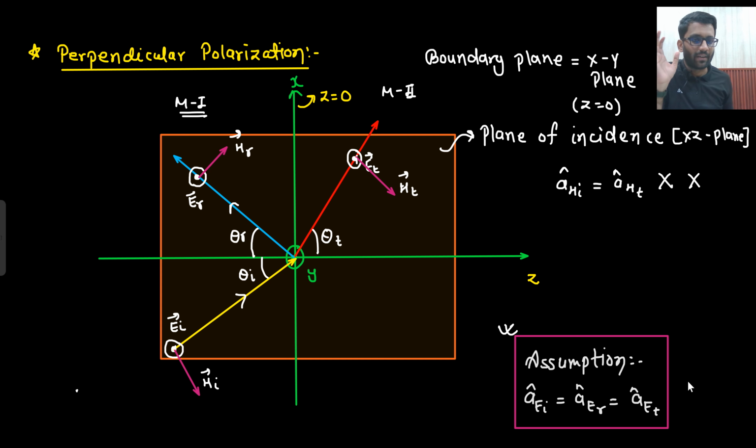Because gamma will take care of anything. If gamma is becoming negative, then you would get to know that the direction is getting changed. Otherwise, the direction is the same if gamma is positive. So gamma will take care of every single thing, so you do not need to care.